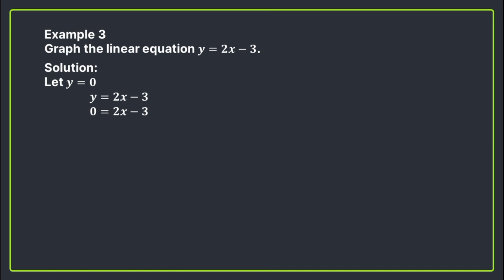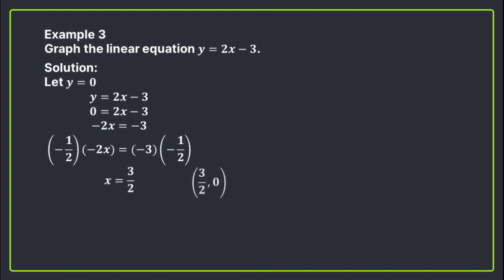Using the addition property of equality, we move the 2x to the left side, so negative 2x equals negative 3. And to be able to find x, we multiply both sides by negative 1 half. So we have now the value for x equals 3 halves. So we have now the point (3 halves, 0).